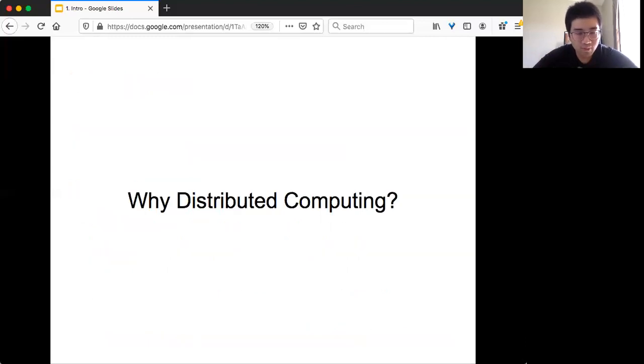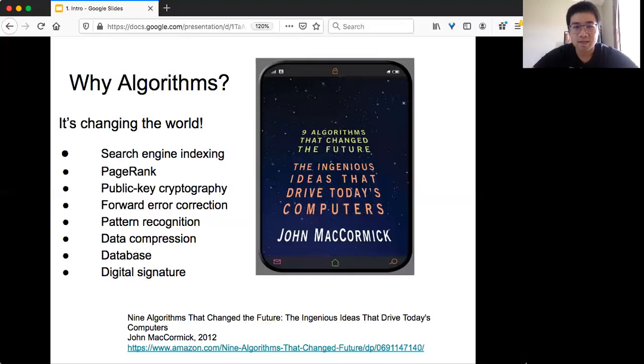Okay, now hopefully you have a vague idea of what distributed system or distributed computing is. Then the next big question is, why should I care? Before I go into detail, I want to share one book I like very much. I like it a lot. If you are a computer scientist, if you work in software, I highly encourage you to read this. It's 9 Algorithms That Changed the Future by John MacCormick in 2012.